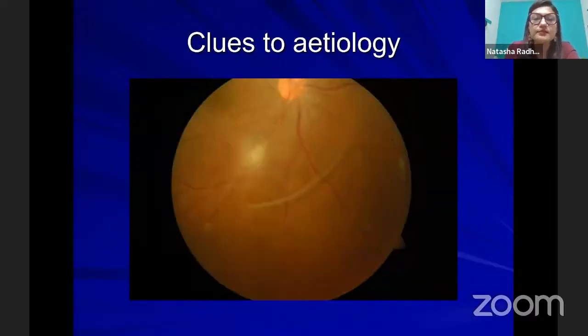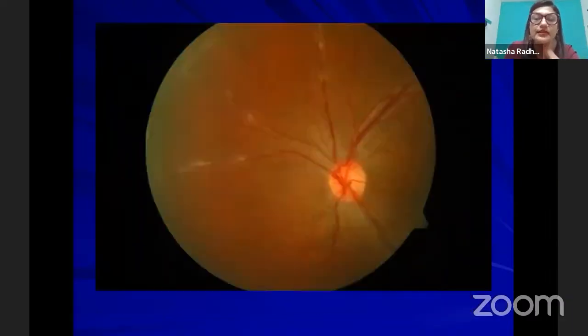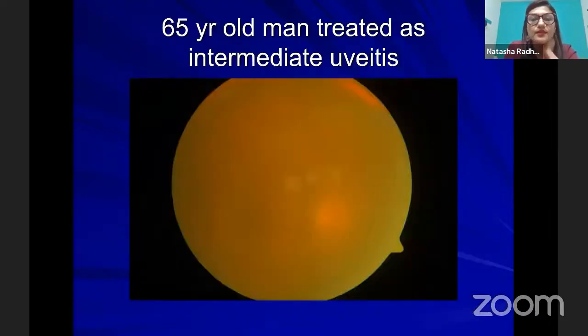Optic neuritis you can miss, and fundus examination often gives you clues to the etiology. That also you can miss if you do not do it, like the inflammation next to the scar telling you that it is toxo, the tubercles that tell you that you're dealing with TB, the candle wax drippings that tell you that it's probably sarcoid.